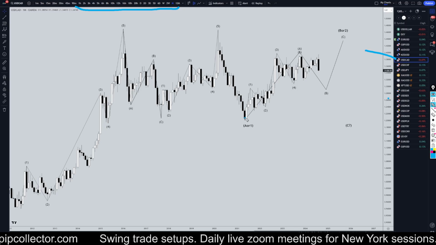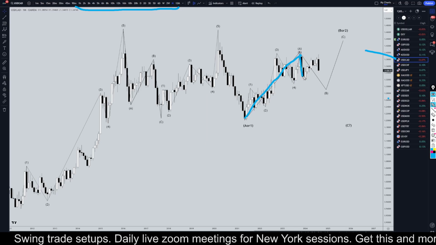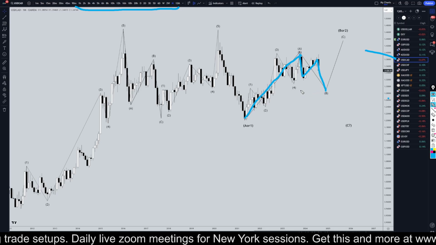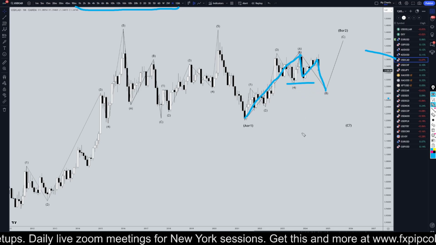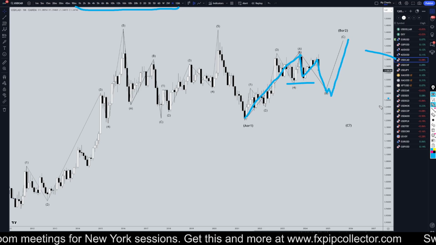So on the dollar CAD, I still think this first move up, the 5 waves up, is a wave A. I think this right here is an A, B, C of wave B, which should take it down below the low of wave 4, potentially before it makes another push up for the bigger wave C.